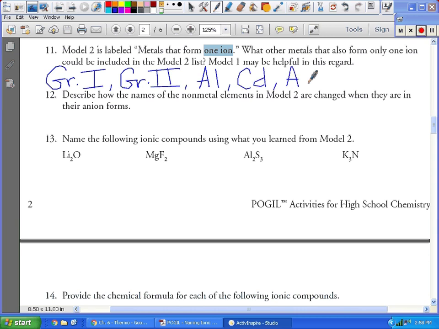Now, here's the deal. I know that some of them are already in that list, and that's okay. But these are the ones for this class that you have to do, or you have to know. All of Group 1, all of Group 2, aluminum, cadmium, silver, and zinc. Those are the ones that will always just have one charge that we'll work with most often.